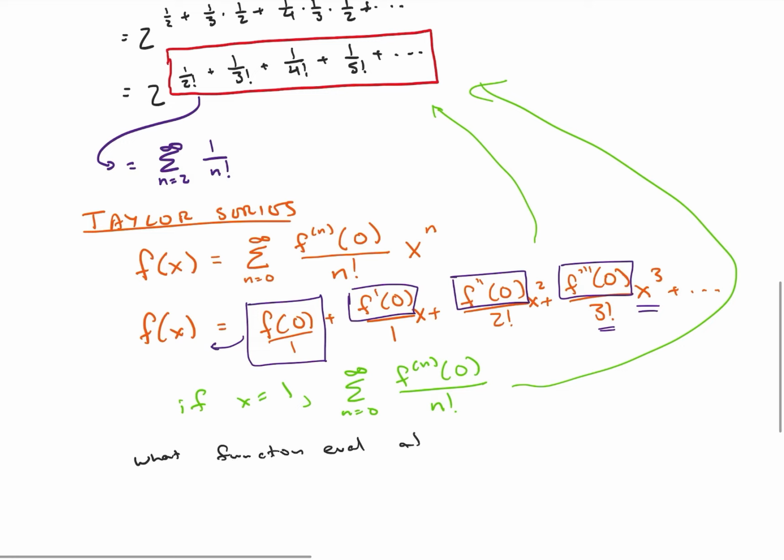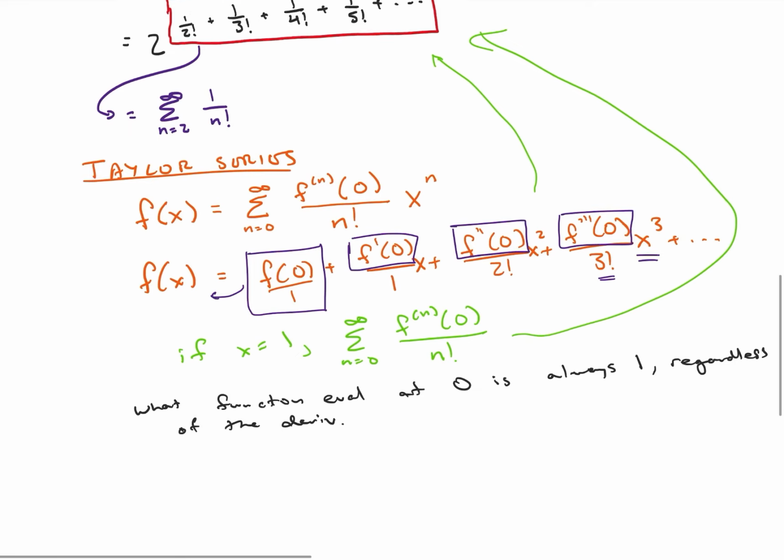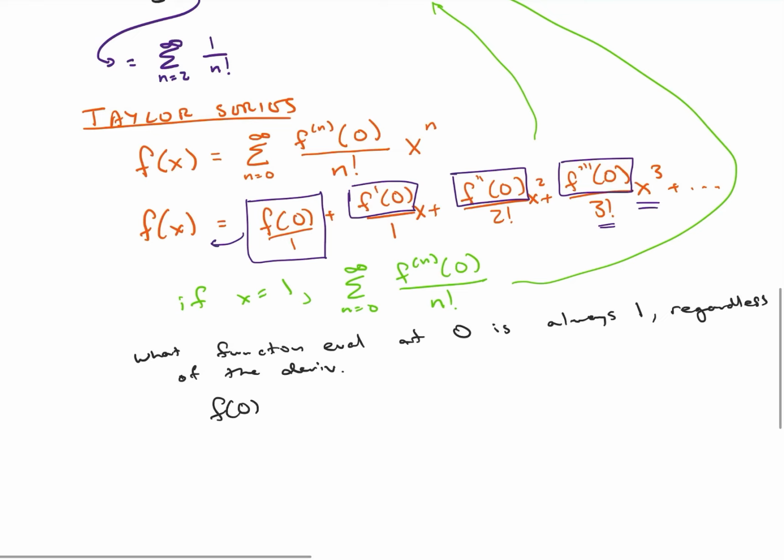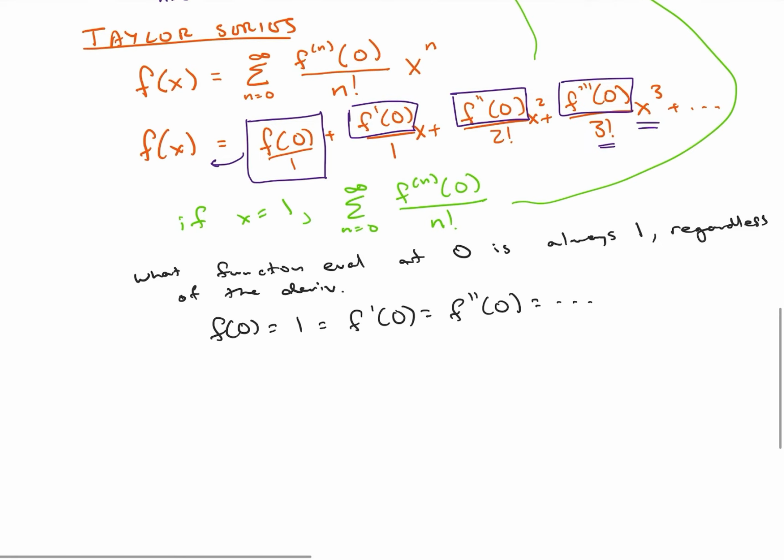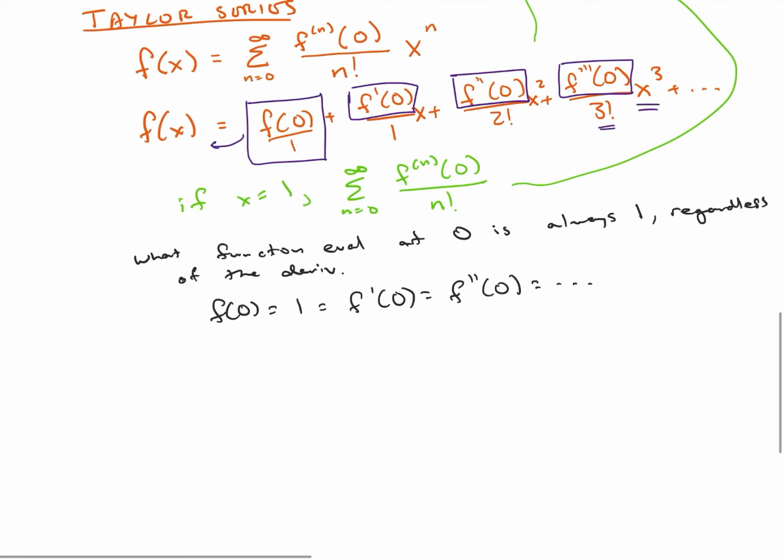what function evaluated at 0 is always 1, regardless, of the derivative? Okay, while that's really unclear, I mean f of 0 equals 1 equals f prime of 0 equals f double prime of 0 equals and so on. If you think for a second, hopefully you can come up with it. There's only one real function that matches that, and his name is e, and he's kind of specially designed.